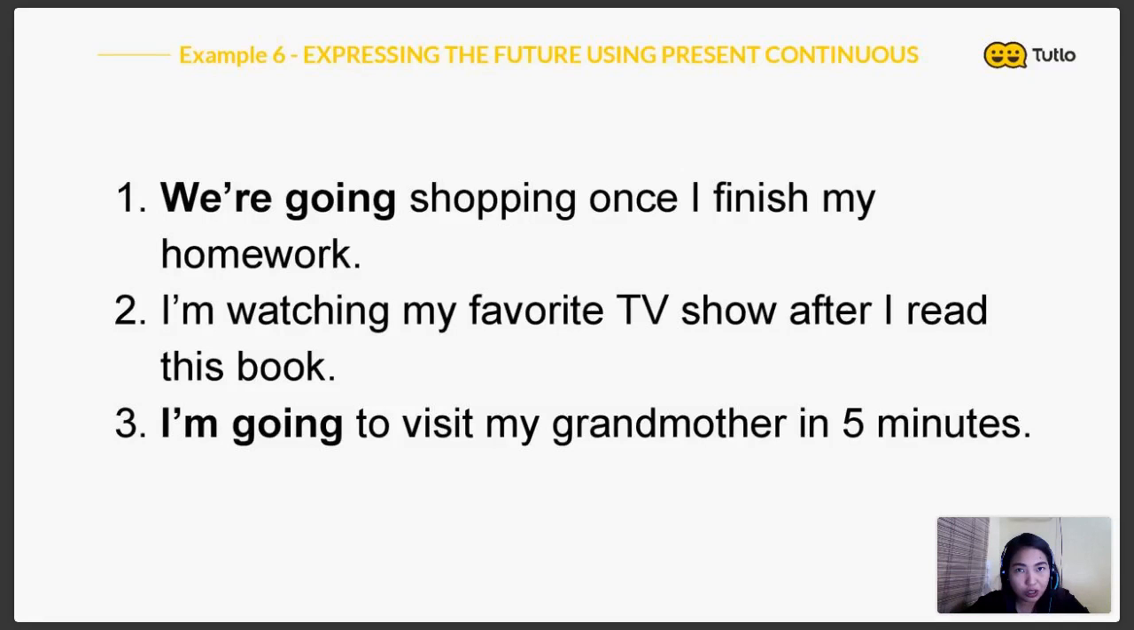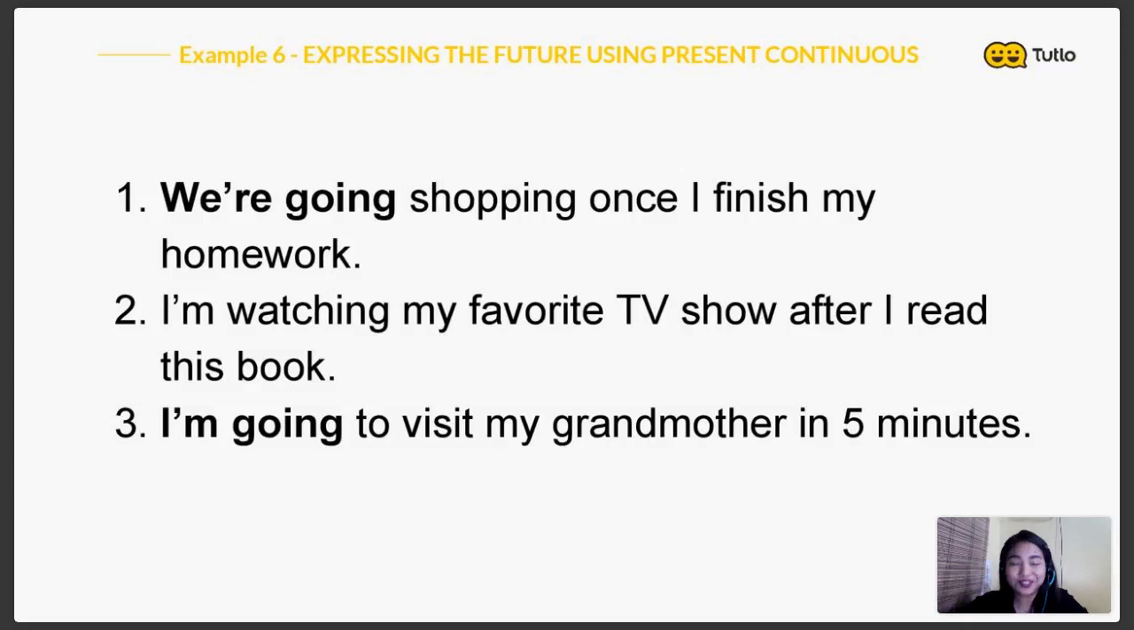So the first sentence and the third sentence mean I plan to do it, but I haven't made arrangements for it yet. But the second sentence, I'm watching my favorite TV show after I read this book, means that I plan to do it and I have already organized it.